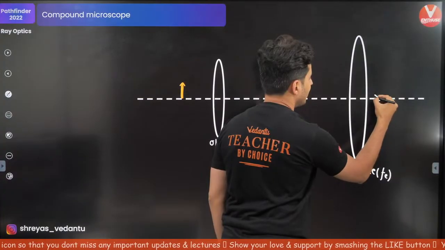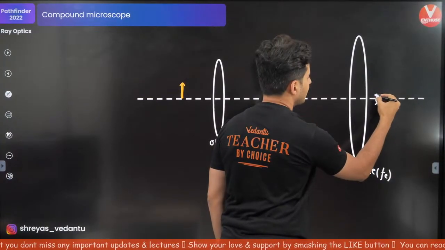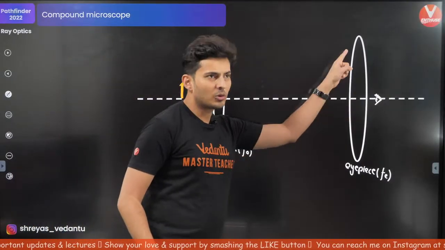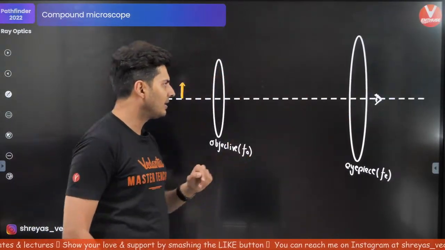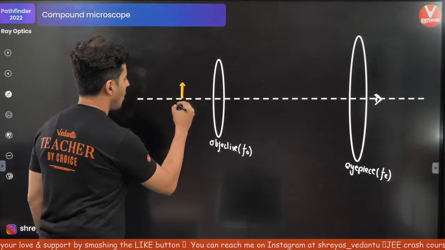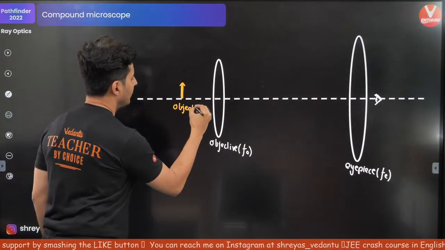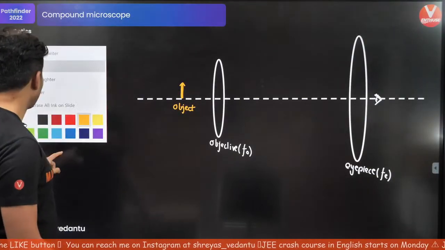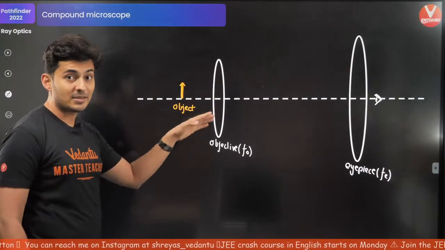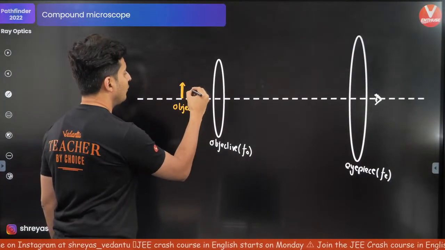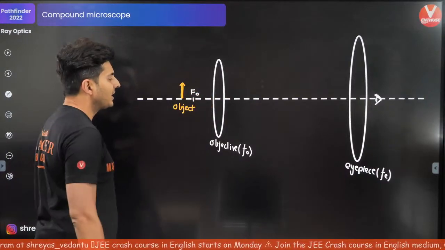This is where your eye is. The eye is very close to the eyepiece. Every distance is measured from this lens. Okay, this is my object right over here. This object is placed beyond the focal point. It's not placed before, it's placed beyond the focal point. So this is probably where the focal length of the objective will be.